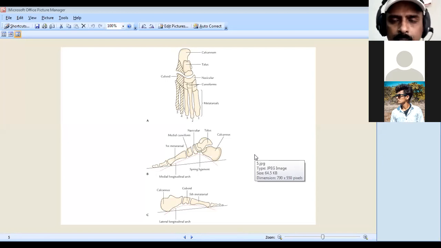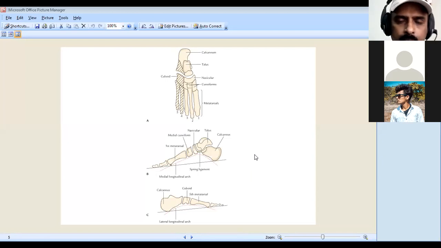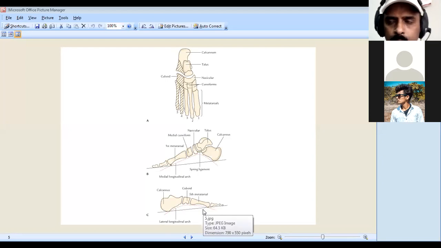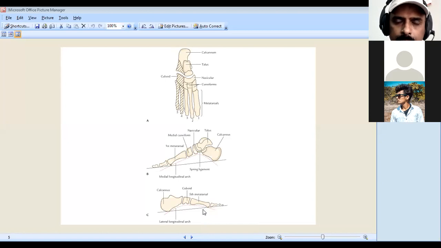For the medial longitudinal arch, you have to tell what the pillars are and what the ends are, and that all will be included here. In short notes, if one arch is asked, it is either medial longitudinal or lateral longitudinal. Sometimes it is asked about the arches of foot. At that time also you should be able to write.